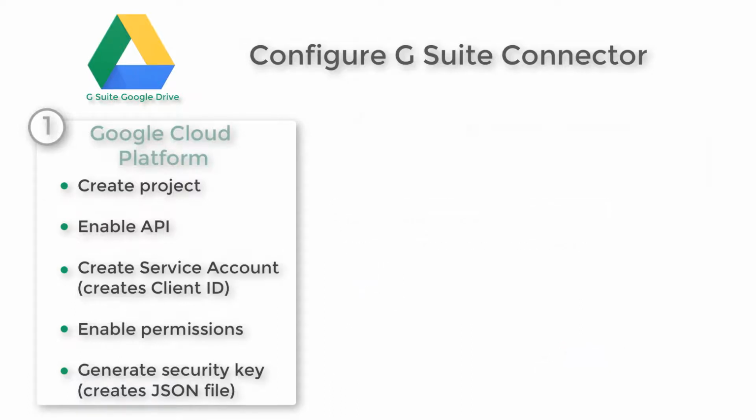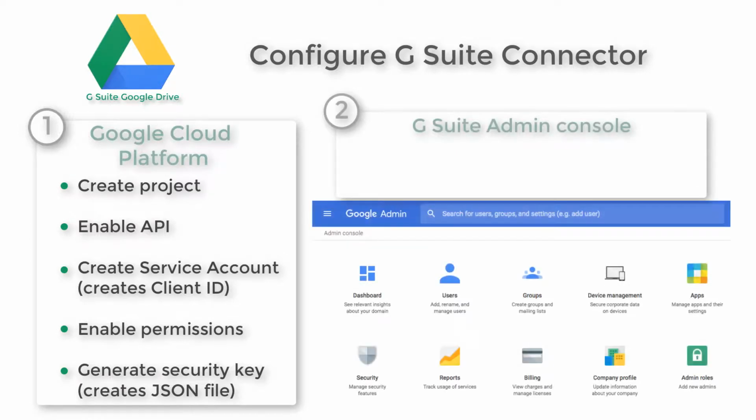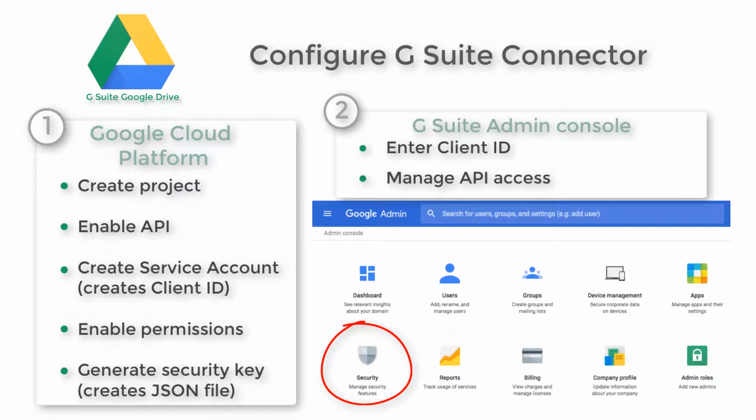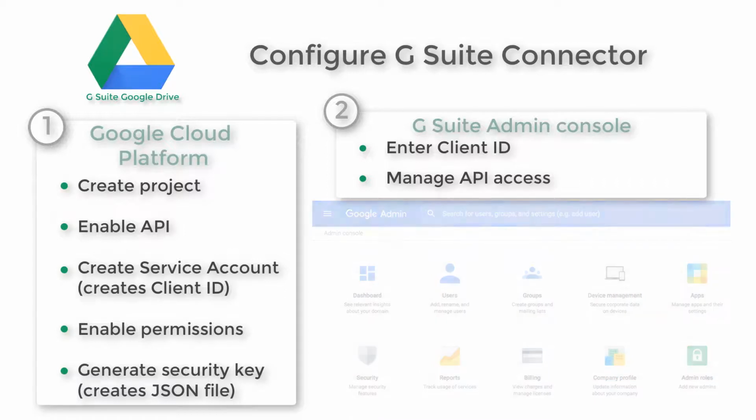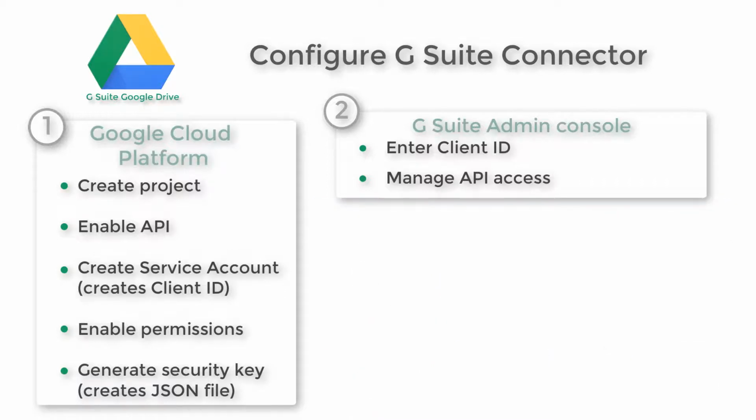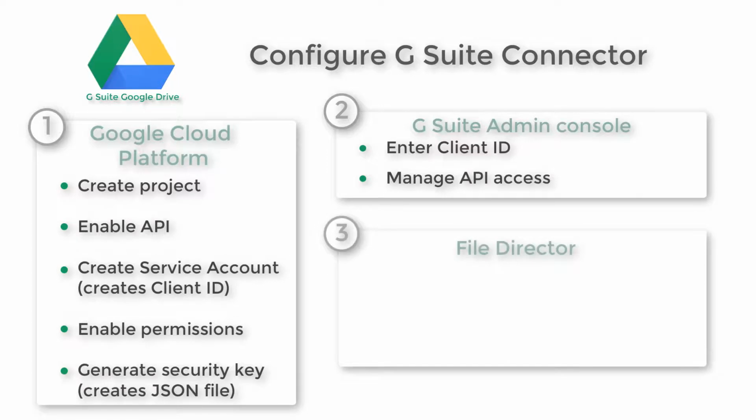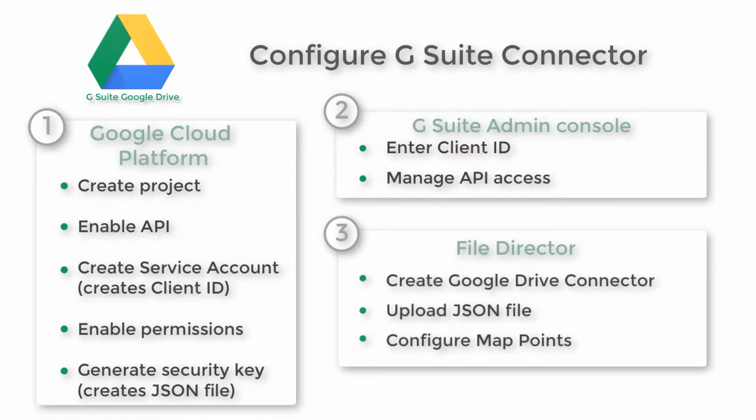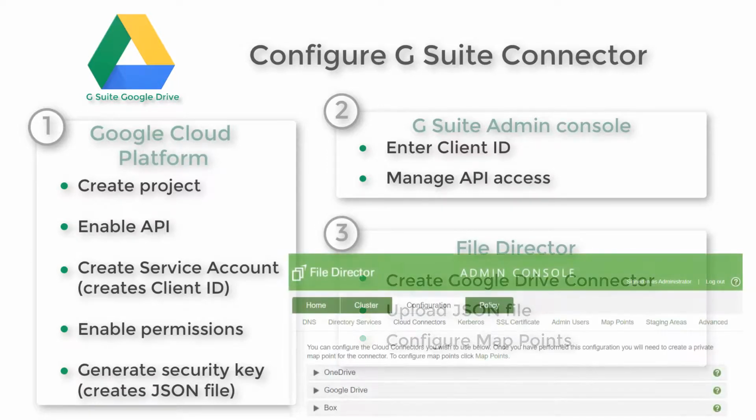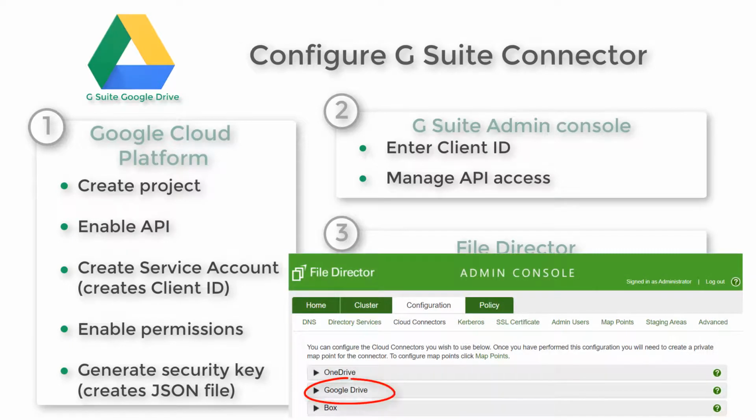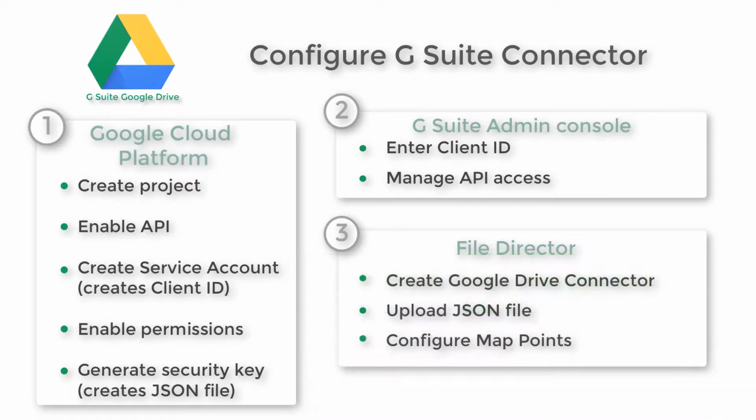Next, you log on to the G Suite admin console. You enter the client ID and grant permissions to manage API access. The final step is to configure the connector in the FileDirector console. From FileDirector Cloud Connectors, choose the Google Drive option. Upload the JSON file, and you can now create a Google Drive home map point and assign an access policy for users as required.